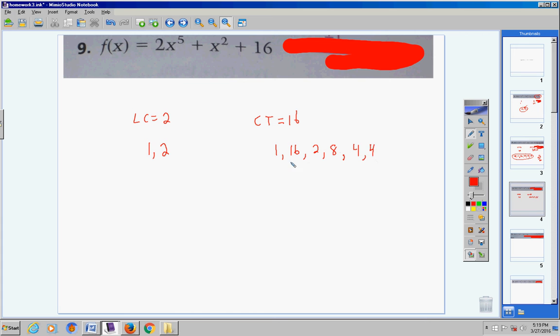Now, of course, you do not want double numbers here, so we do not need both of these 4's right here, so we'll get rid of the last one. Okay, here we go. Put each one of these numbers on top of these numbers.